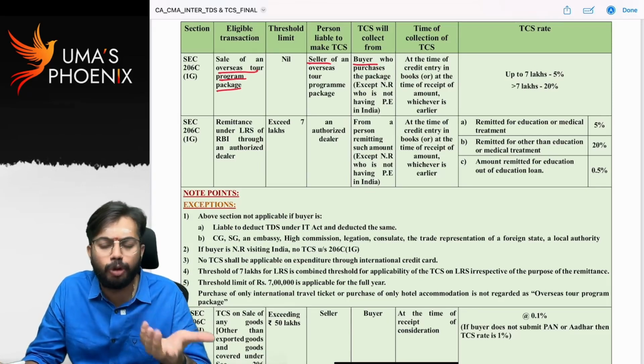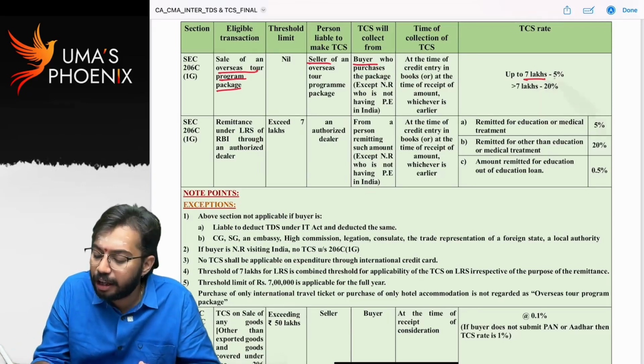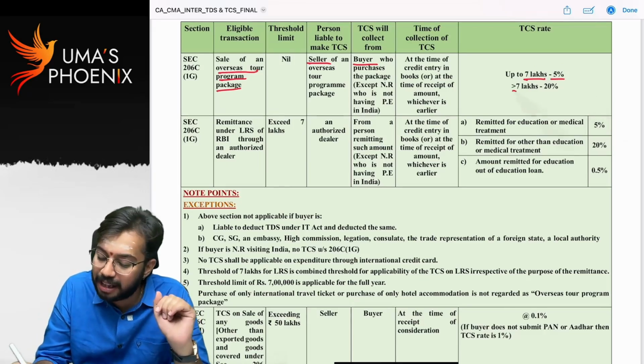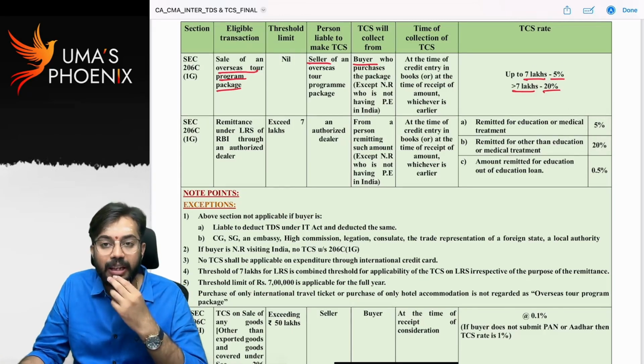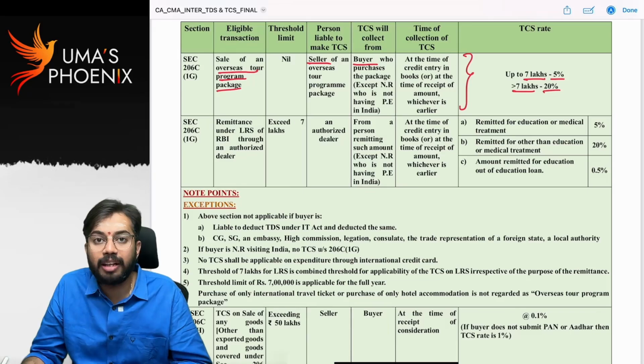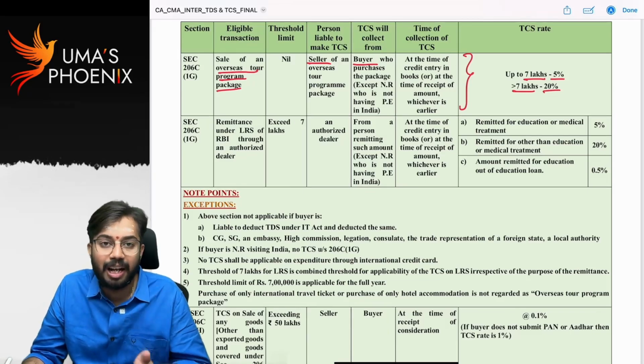If the value of the tour package is up to 7 lakhs, the rate of TCS is 5%. If the value of the tour package is more than 7 lakhs, the rate of TCS is 20%. When will TCS be collected? At the time of entry in books of accounts or the time of receipt of amount, whichever is earlier.